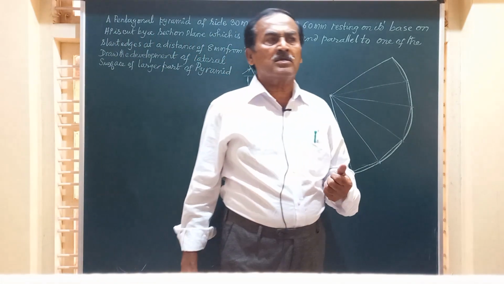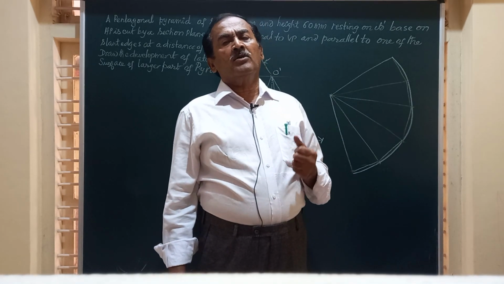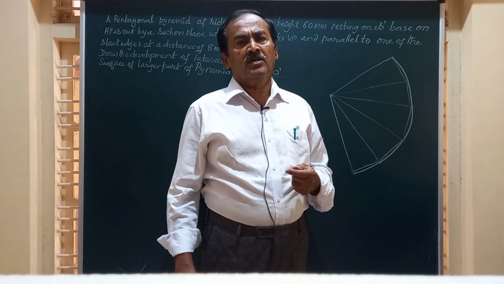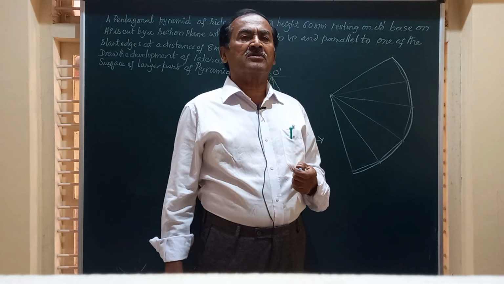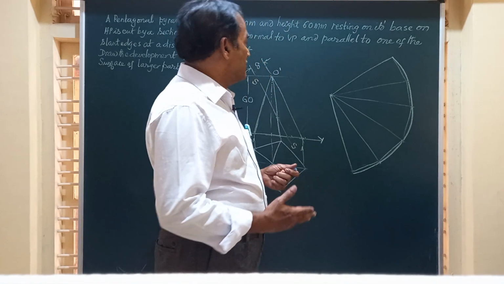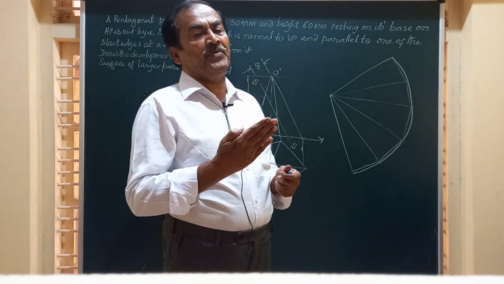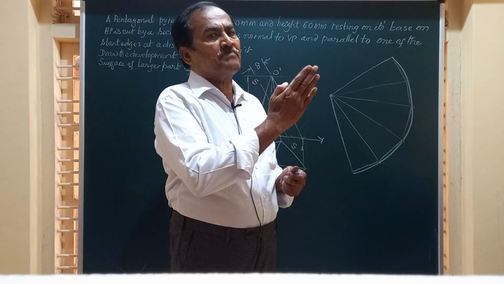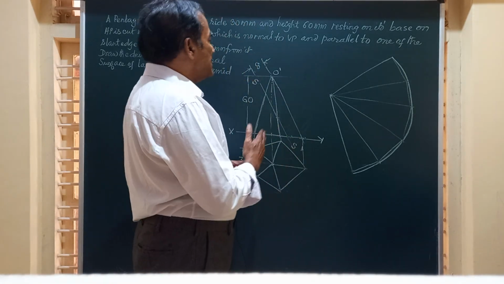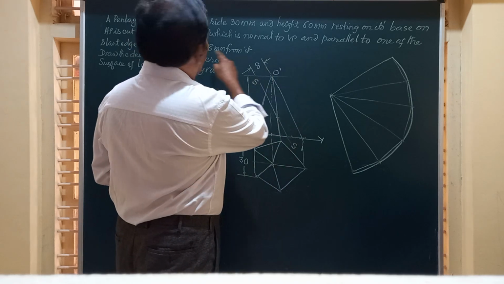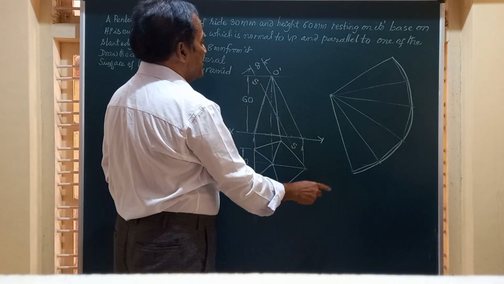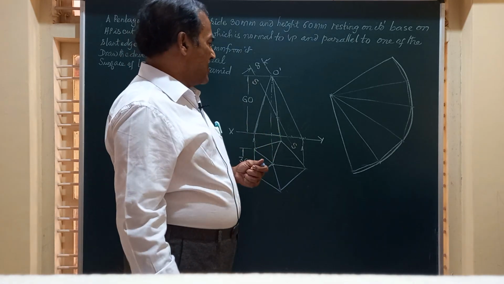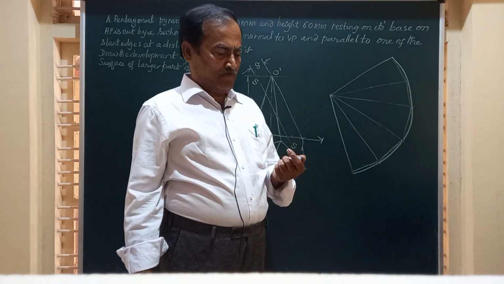Friends, very good morning. In this video, we are going to draw the development of a pentagonal pyramid which is resting on its base. And there is a section plane which is perpendicular to VP and inclined at an angle to HP, such that that particular section plane is cutting the solid parallel to one of the slant edges of the pyramid. So we require to draw the development of the lateral surface of the pyramid.